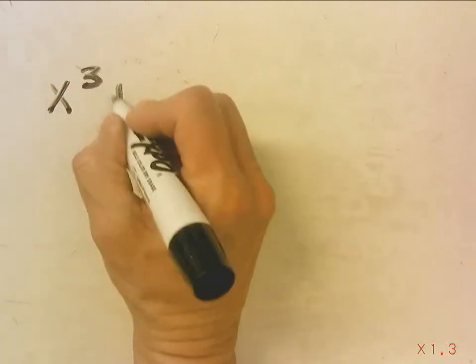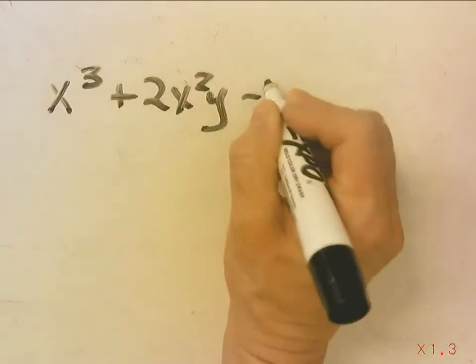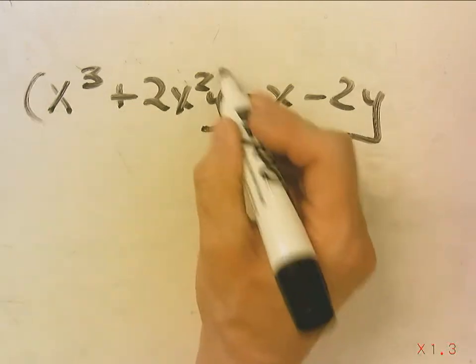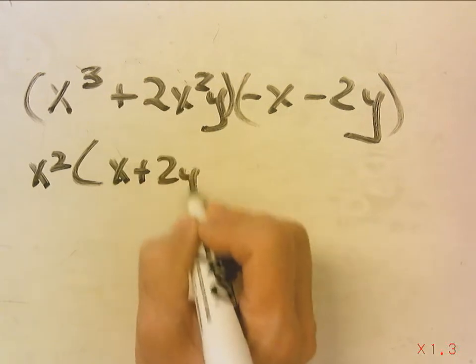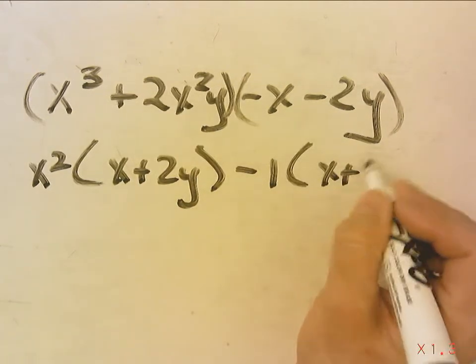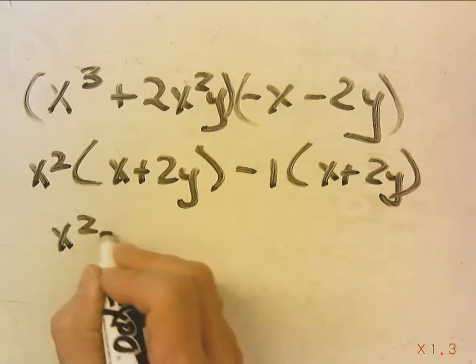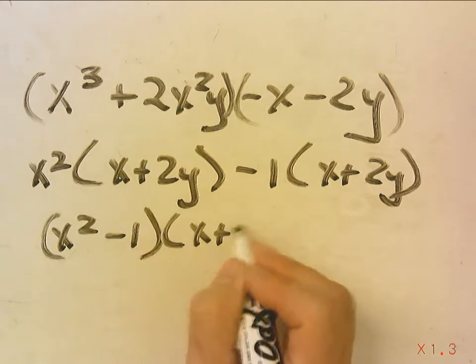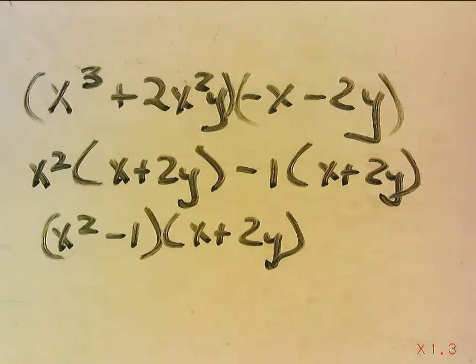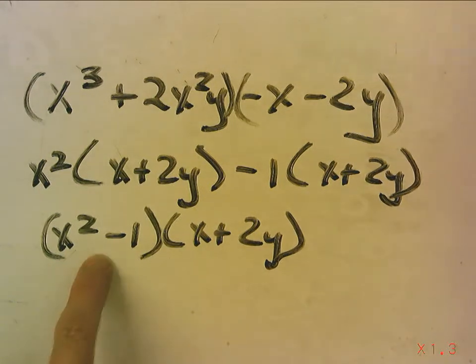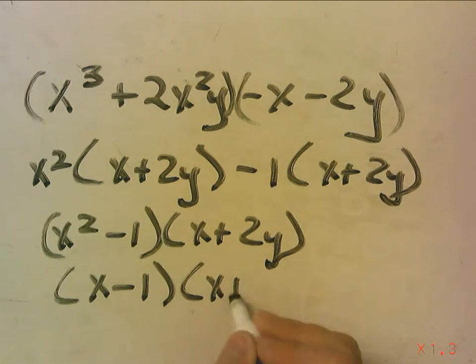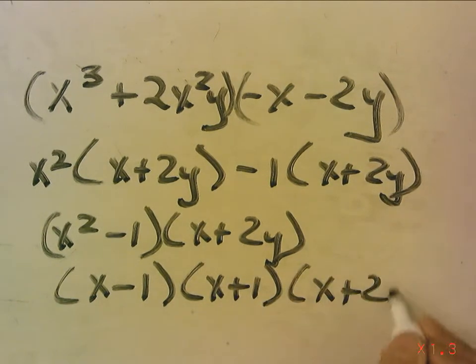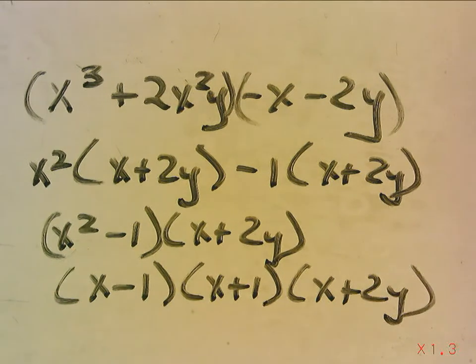And this says factor completely. Okay, so it's 4 terms. I'm going to factor by grouping. Take out x squared, I get x plus 2y. Here I take out a negative 1, I get x plus 2y. And I'm left with x squared minus 1 times x plus 2y. Now, why is that not factored completely? It's not factored completely because there is the difference of squares. So now I have to do x minus 1, x plus 1, x plus 2y. And that is factored completely.